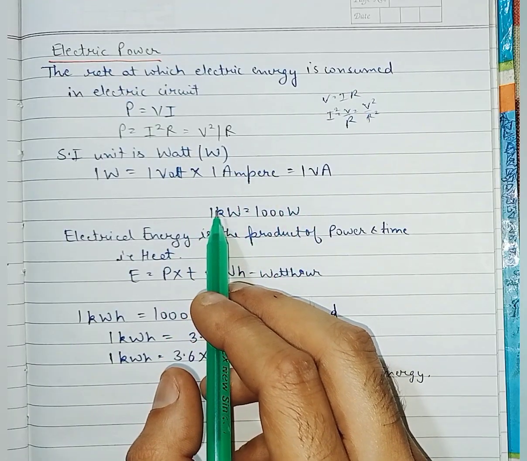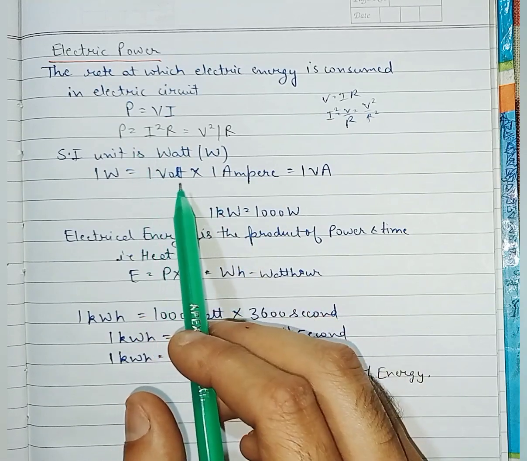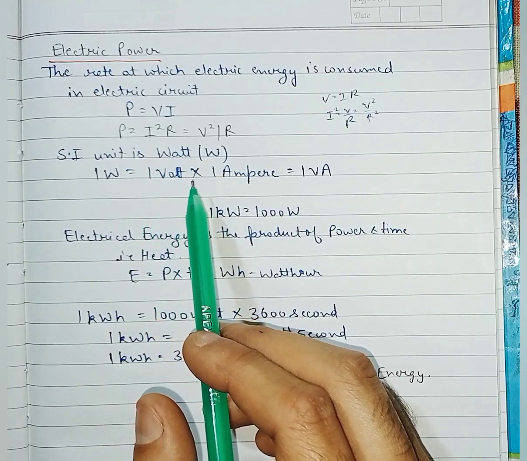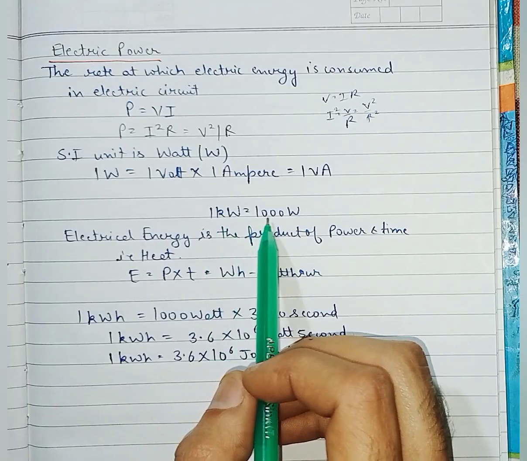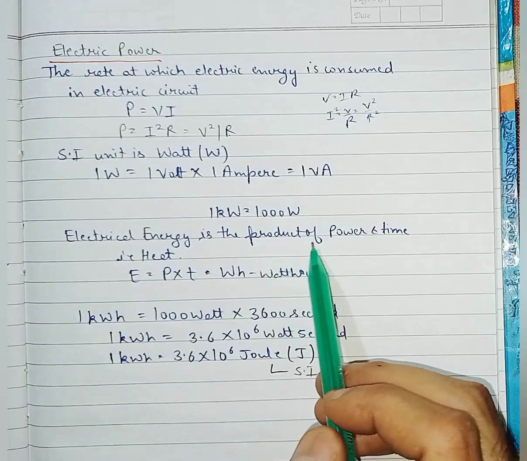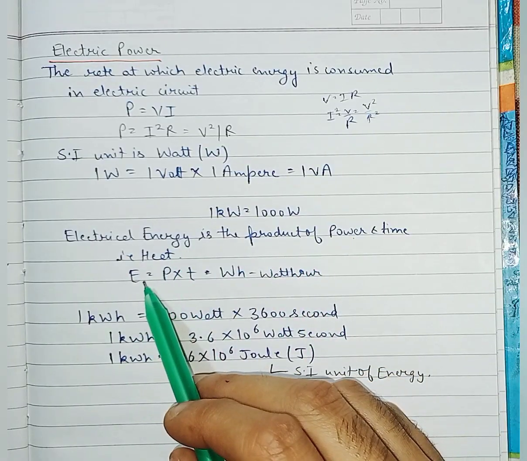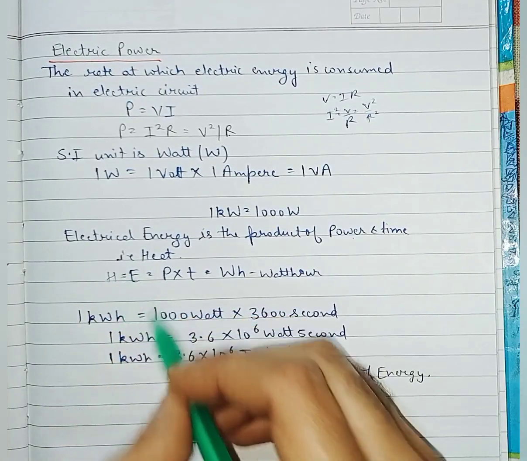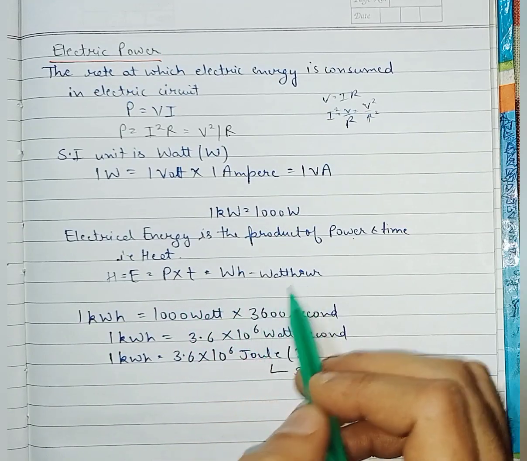Now generally we calculate power in kilowatt. What is this small SI unit? In the real world we generally use kilowatt. So 1 kilowatt is equal to 1000 watt, and electrical energy is the product of power and time, such that heat is a form of electrical energy. So E, or we can say H, is the same, not different. It is equal to P into time, that is watt hour, WH.